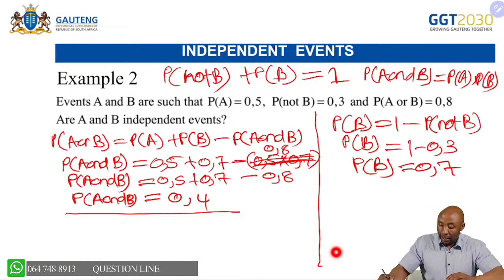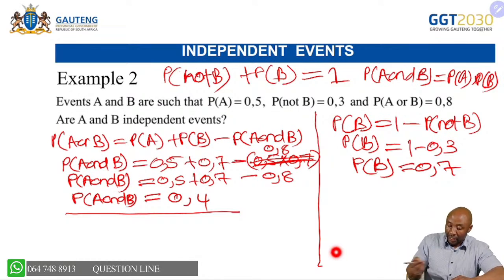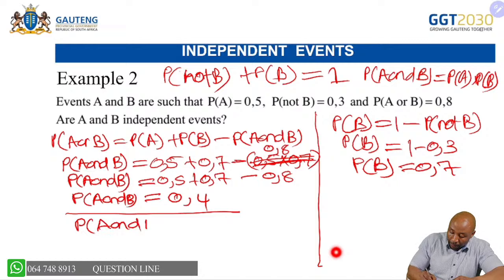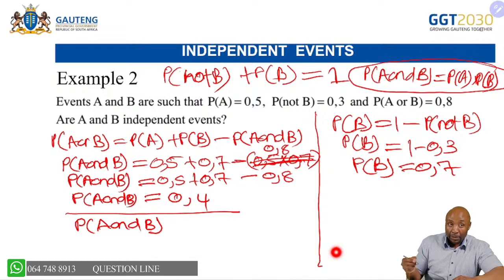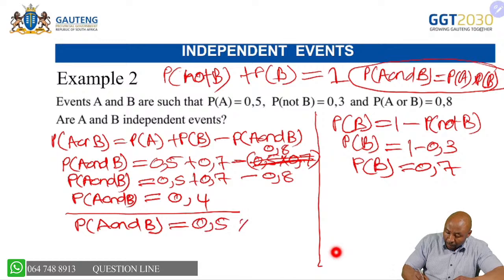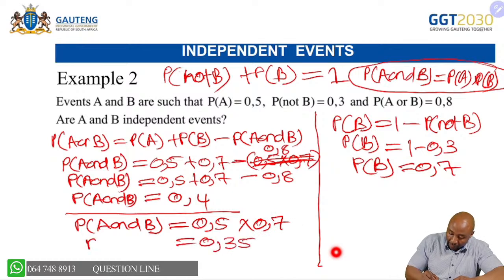Now, let's use the product rule to check if we are going to get the same answer. So the probability of A and B, I've written the formula up there, so I'll do the substitution. The probability of A, we got 0.5 multiplied by 0.7, and this will give us 0.35.